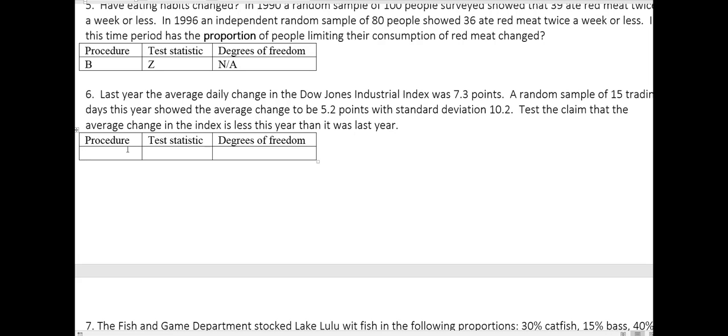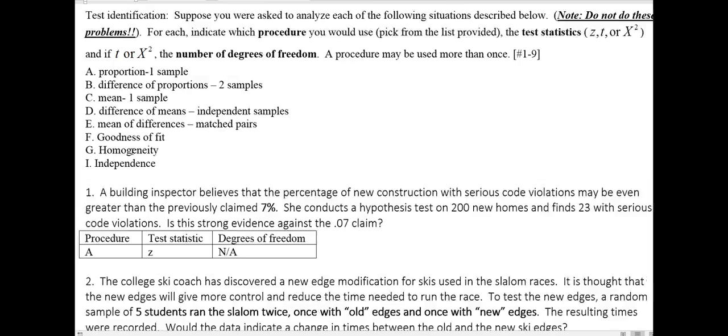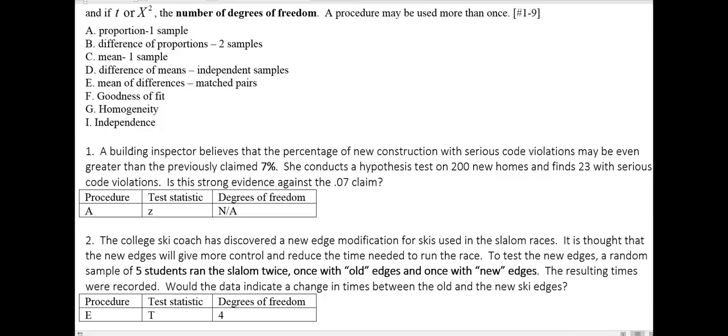Number 6, last year the average daily change in the Dow Jones was 7.3 points. A random sample of 15 trading days showed the average change to be 5.2 points with a standard deviation of 10.2. Test the claim that the average change is less this year than last year. Okay, so I have my data as like 5.2, 7.3, so it's some sort of mean data, and I'm only given one sample. So go back up here, one sample mean is C.